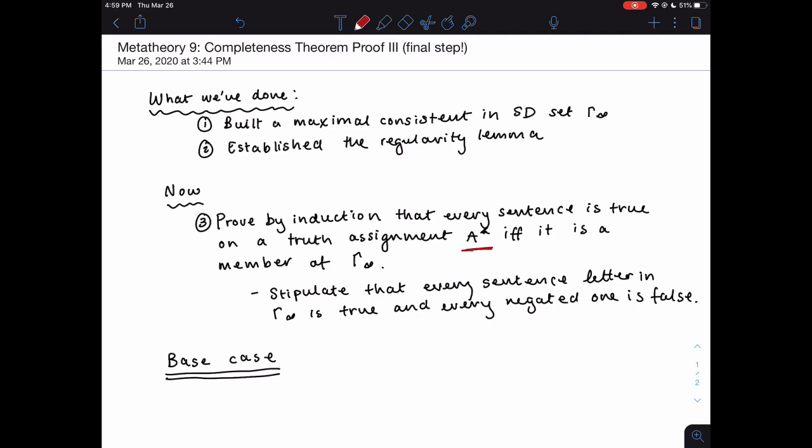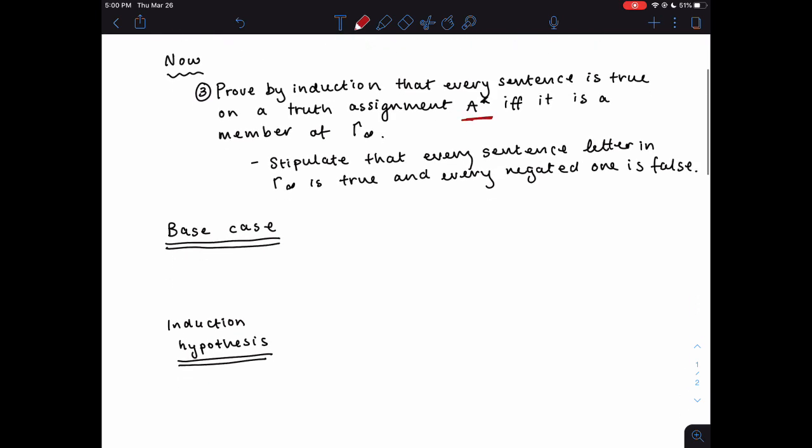To begin our proof, we're just going to stipulate that every sentence letter in gamma infinity is true and every negated sentence letter is false. So we're mostly going to be working with the compound sentences, and we're just going to accept by stipulation that the sentence letters are true and that the negated sentence letters are false. This is a proof by induction, so we're going to go ahead and do the 3 steps of proofs by induction that we're familiar with.